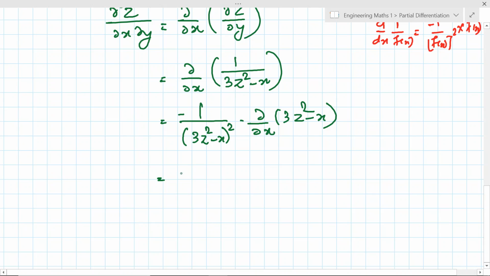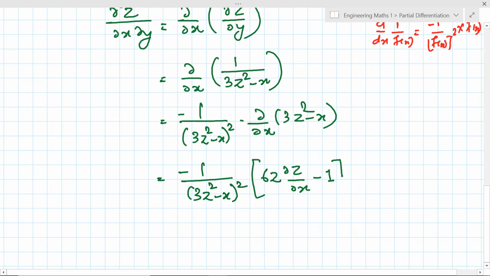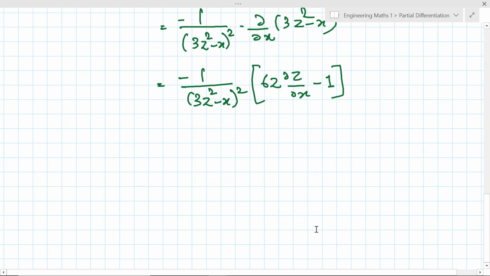Now this first thing is as it is: 1 upon 3z square minus x bracket square. Now find out the derivative of this. 3 as it is, the derivative of z square is 2z, so it is 6z into ∂z/∂x, minus the derivative of x, which is 1. Just note this step, how I have taken the derivatives. This is simply minus 1 upon 3z square minus x bracket square.